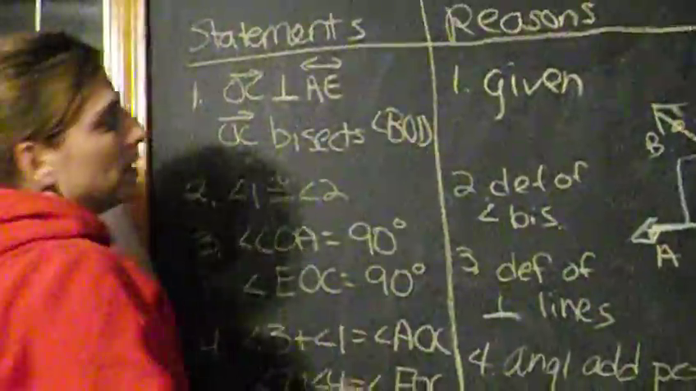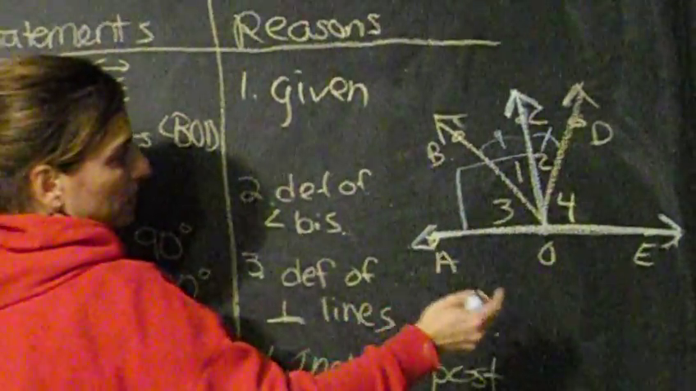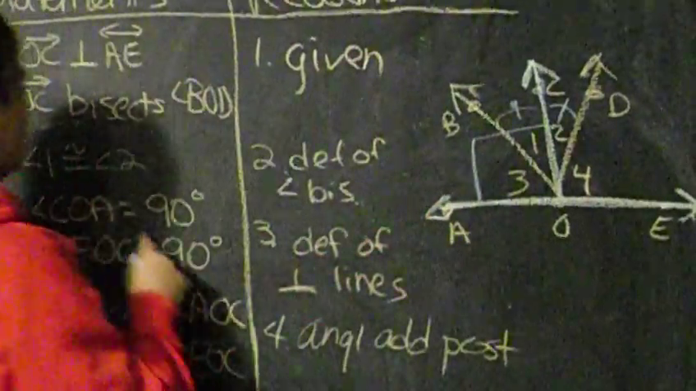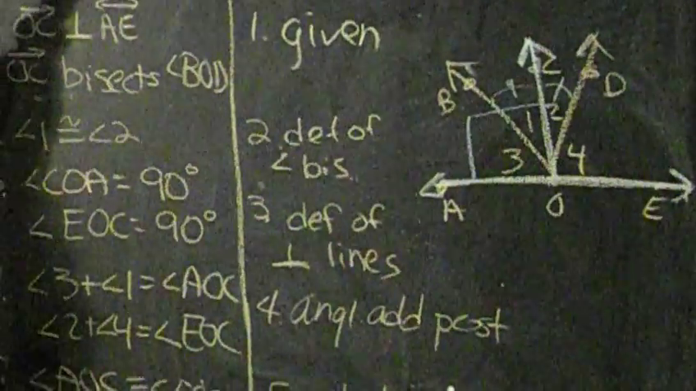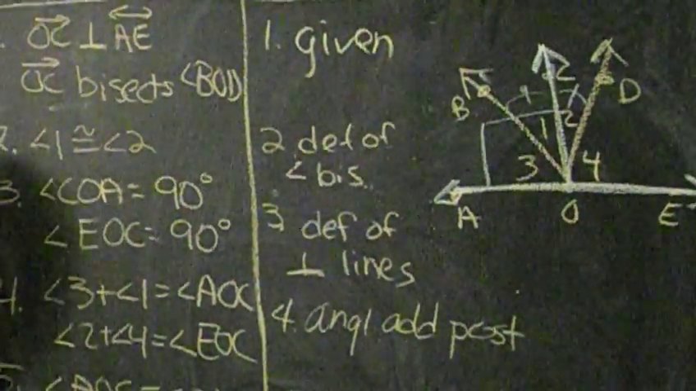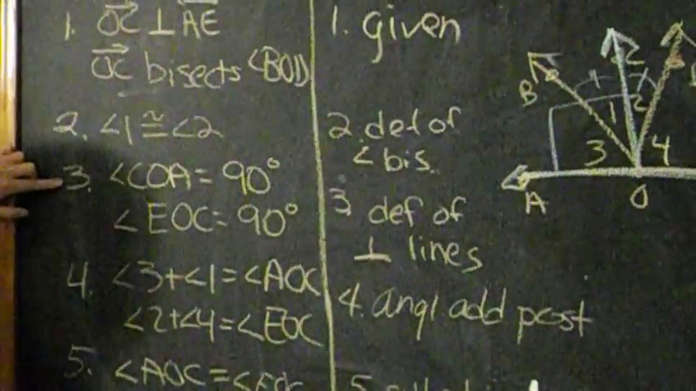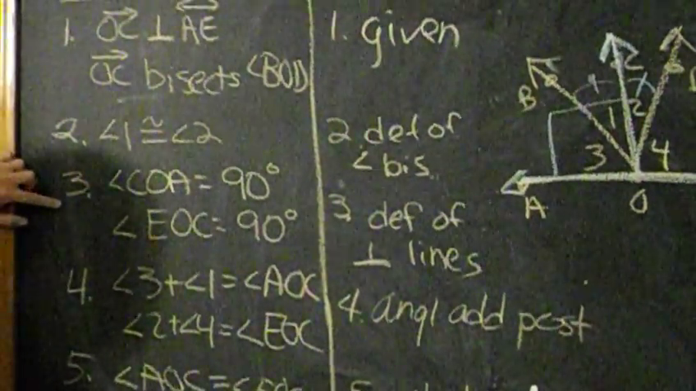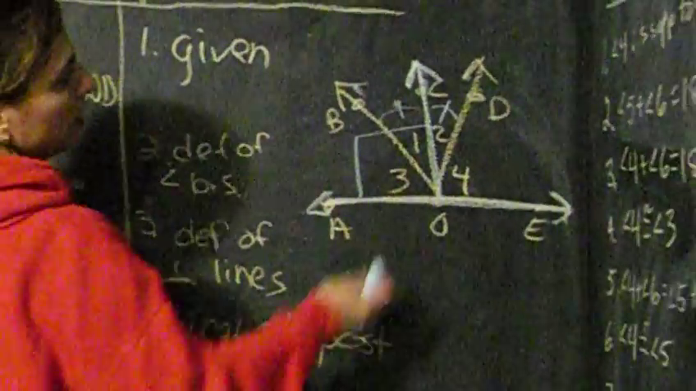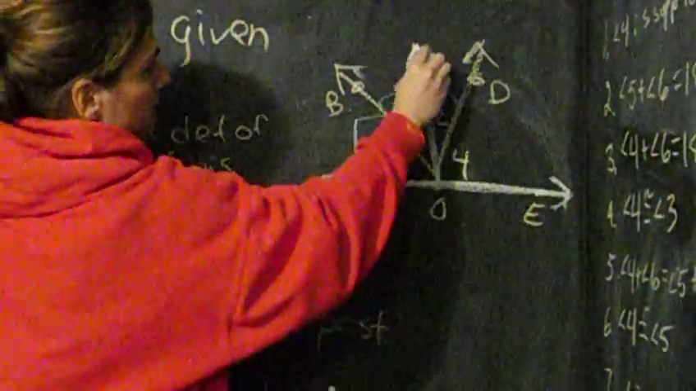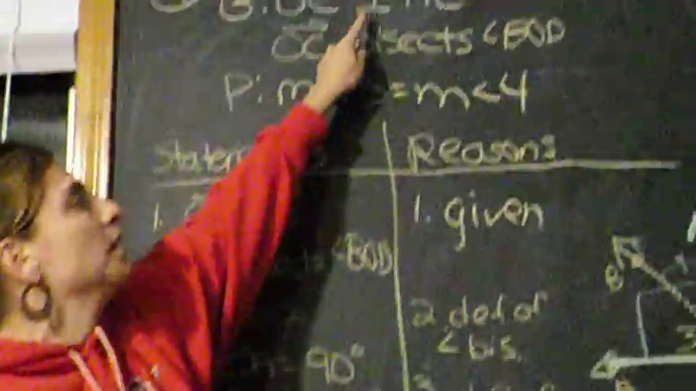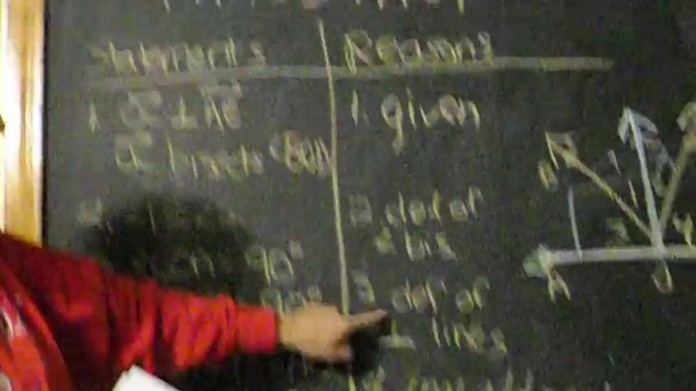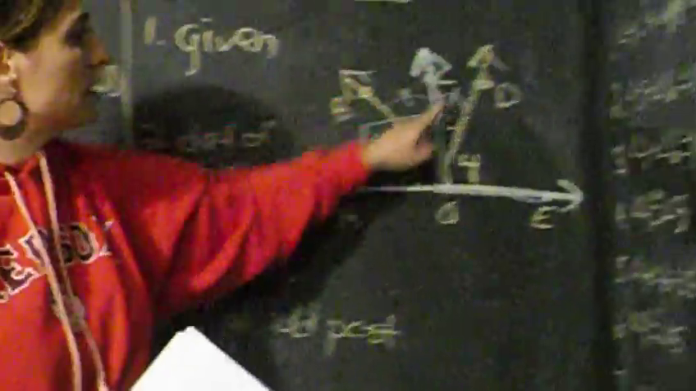My second step, yours might be a little different: angle 1 and angle 2 are congruent. The reason is the definition of an angle bisector. I use as much information from the given as I can use, okay? Number 3, I said COA equals 90 degrees and EOC equals 90 degrees. So what I said was this is 90 degrees and that is the 90 degrees. The reason I know that is because of some given information they told us about perpendicular lines. So I'm saying definition of perpendicular lines means that this angle is 90 and this angle is 90.